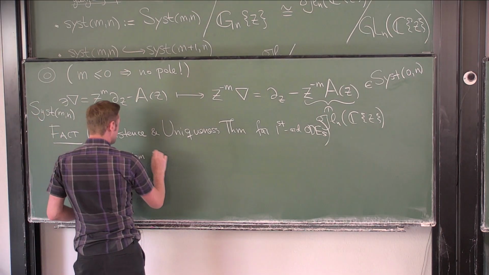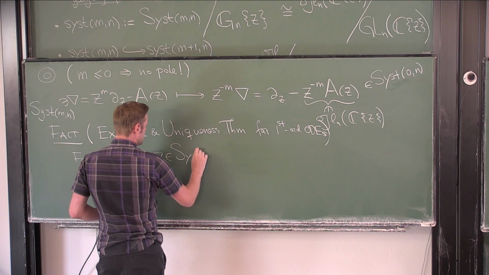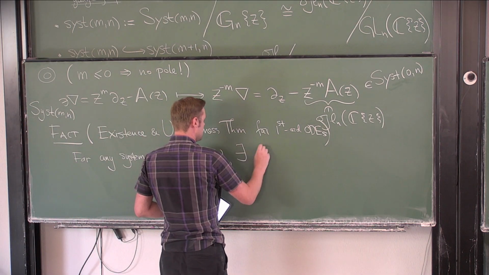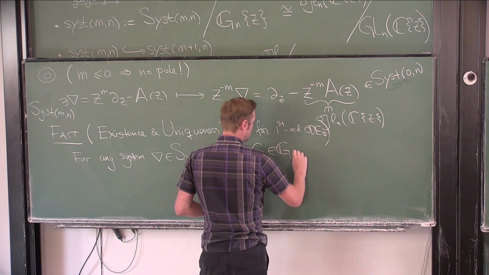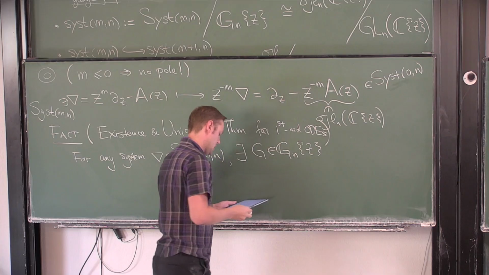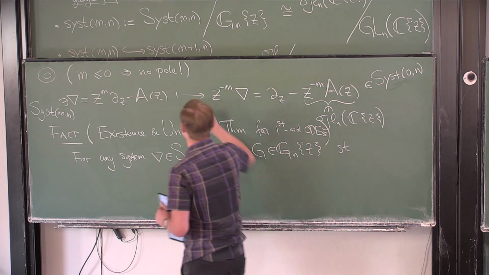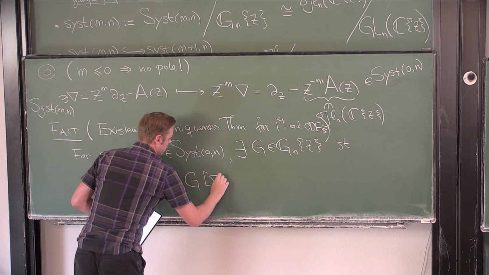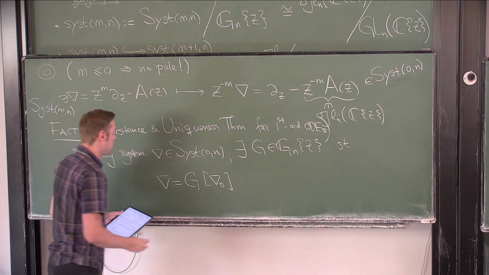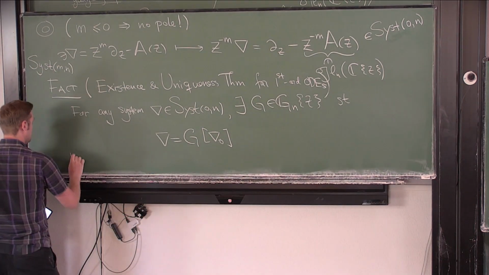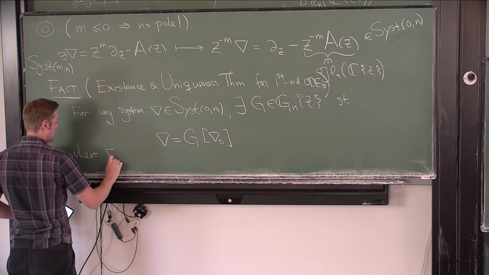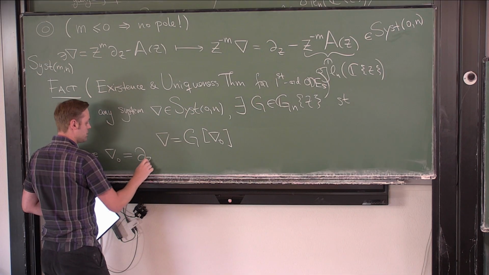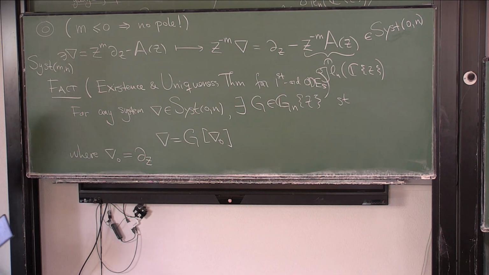So for any system nabla, there is a gauge transformation such that nabla is gauge equivalent to nabla naught, where nabla naught is just the trivial system, d by dz. So A is equal to 0.